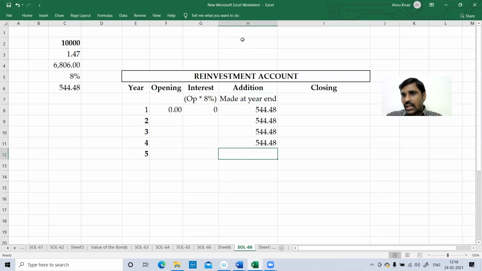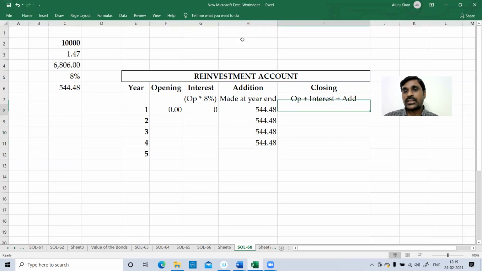First year ending only I'll receive coupon from the company. First year ending only I'll reinvest. Closing. Closing what? Opening plus interest plus additional investment. So this is opening plus interest plus additions. You understand? This is the same thing.